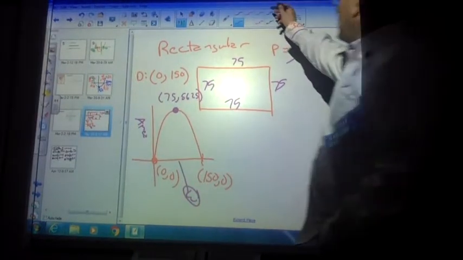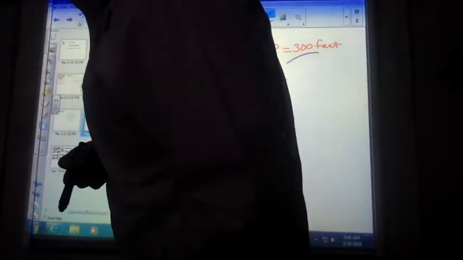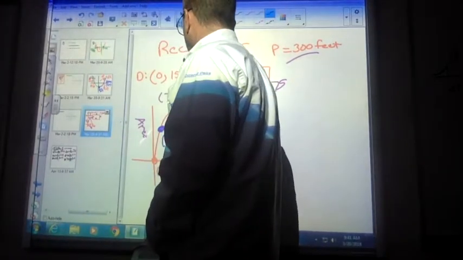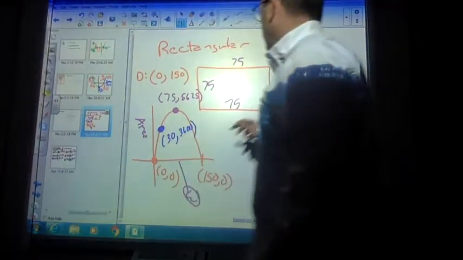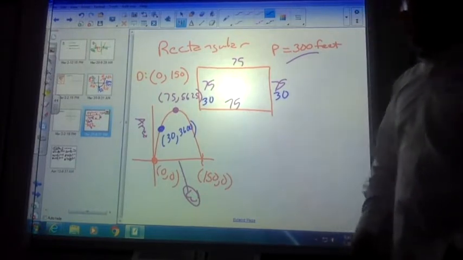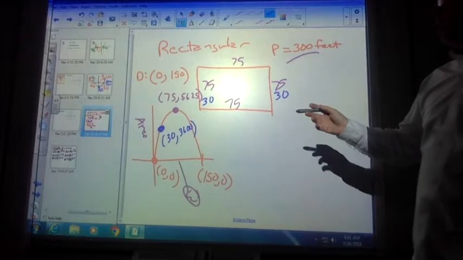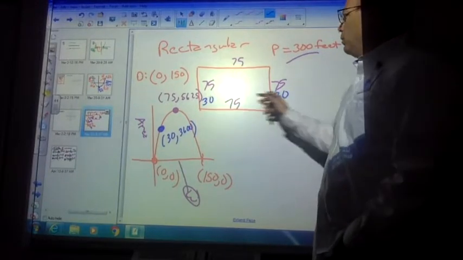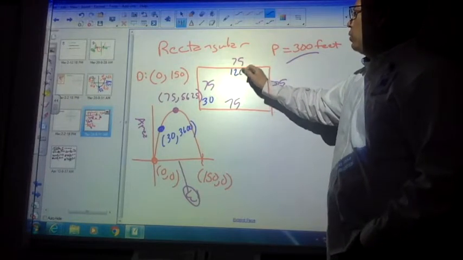But then there's one last point on there, and they say that that is 30, 3600. So that means that if you had made your corral a width of 30, you would have an area of 3,600. So if this is 30 and that's 30, well, that's 60. That gives me another 240. So that means it has to be 120, 120.